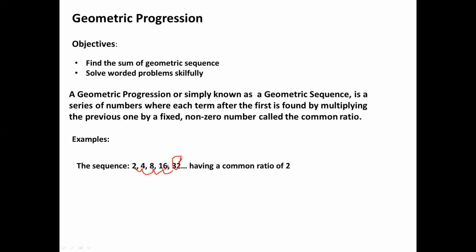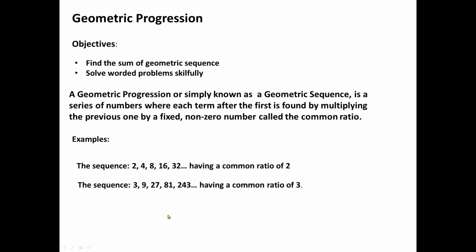32 divided by 16 is 2. 16 divided by 8 is 2. 8 divided by 4 is 2. 4 divided by 2 is 2. Yun ang common ratio, anak. Klaro ba? Ang quotient ng bawat magkasunod na numero, ang sagot natin is always 2. Malinaw ba, anak? Laging 2 ang quotient ng dalawang magkasunod na number, kahit saan mong anggulo tingnan. Malinaw po, sir. Okay. So let's proceed.